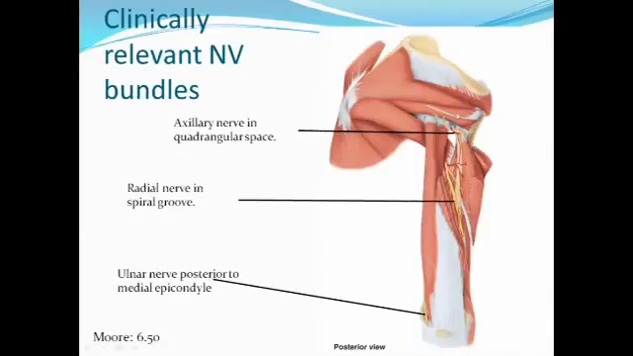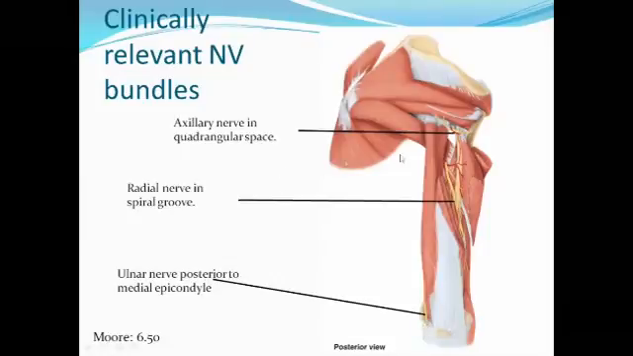Moving on to some clinically important neurovascular bundles, we'll discuss the likely or common sites for injury to particular nerves in the arm. So we can identify here the axillary nerve in the quadrangular space, the radial nerve travelling in the spiral groove along the humerus, and the ulnar nerve travelling posterior to the medial epicondyle. Each of these sites are vulnerable locations where injury can occur to the nerves.